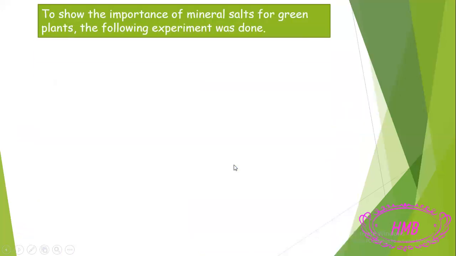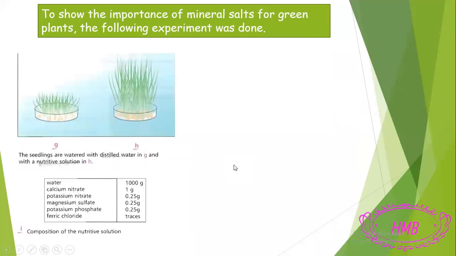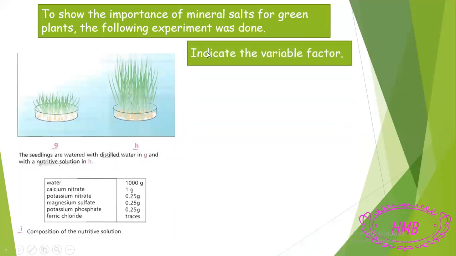Let's continue. We are still in the same experiment to show the importance of mineral salts. Indicate the variable factor. If you remember from the last video, variable factor, it means something that is different between the two containers. The two containers, they were cultivated under the same condition except for one thing. This one thing, this will be the variable.